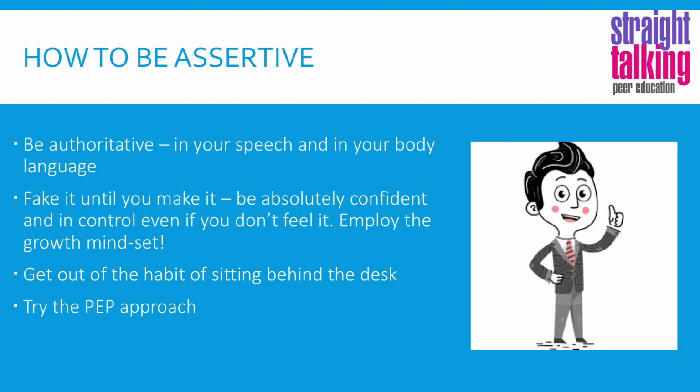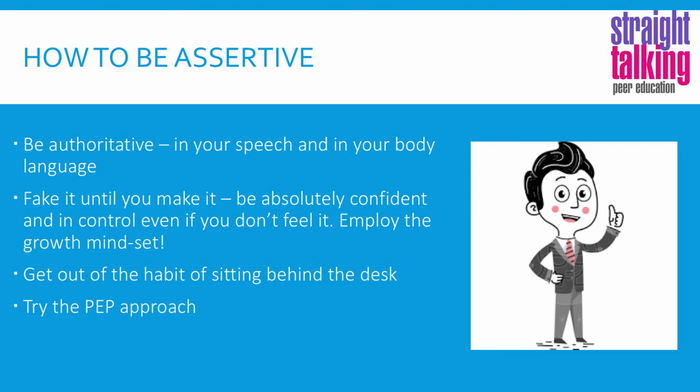So if you do struggle to be assertive, there obviously are some things that you can implement. It doesn't come naturally to everyone. So we say, first of all, to be authoritative in your speech and your body language. And even if you don't feel it, there's the term fake it until you make it. So be absolutely confident and in control, and think of the growth mindset. Even if you don't feel confident now, you'll feel confident after a couple of sessions.